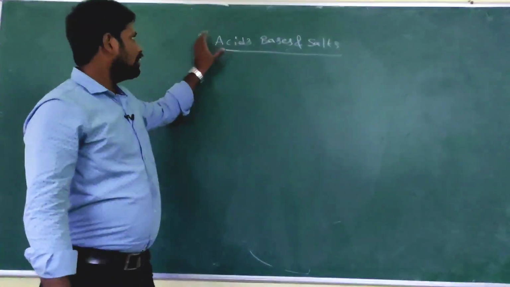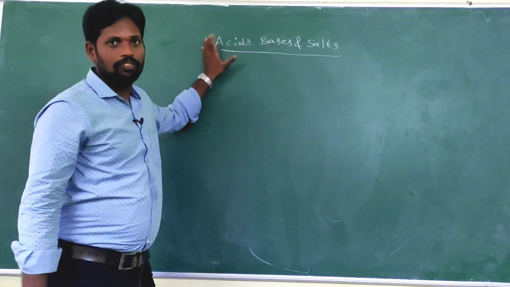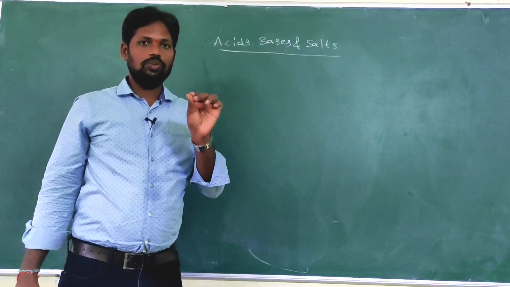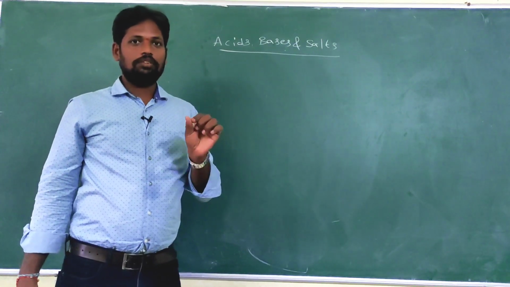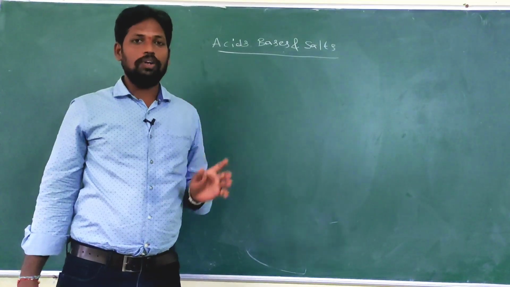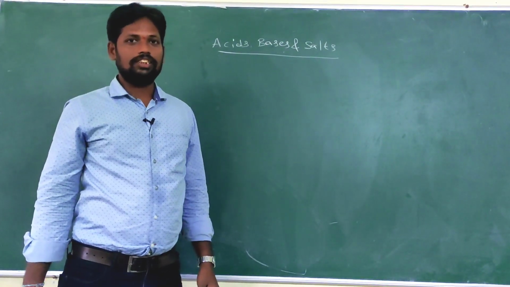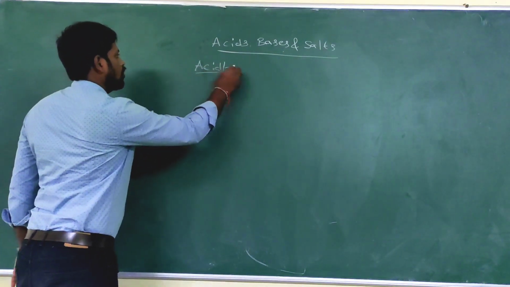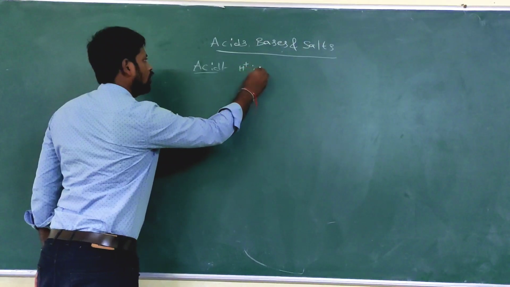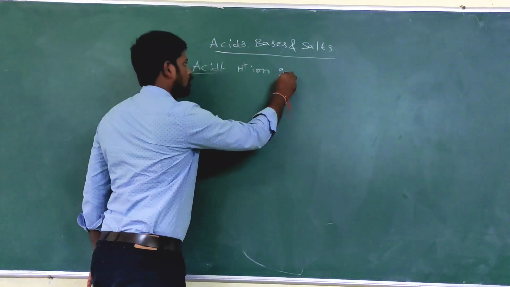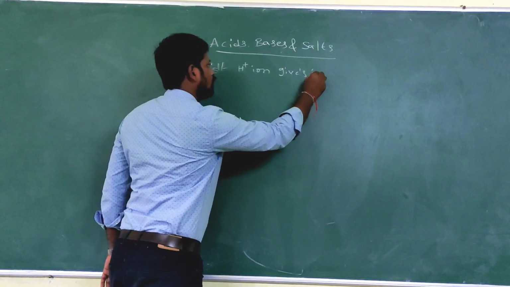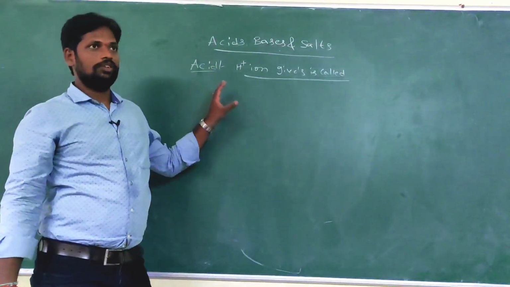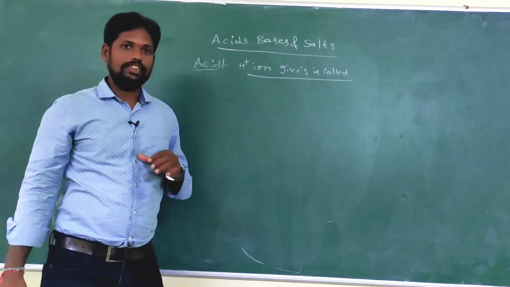Now, what is the definition of acid? The acid is the substance which gives H plus ions. The substance which gives H plus ions is called an acid. It is the definition of acid. H plus ions giving is called acids.